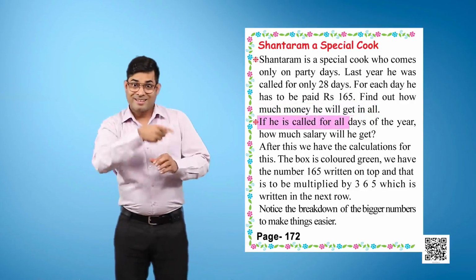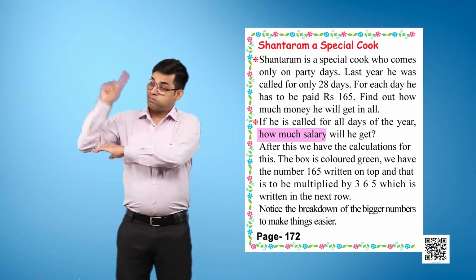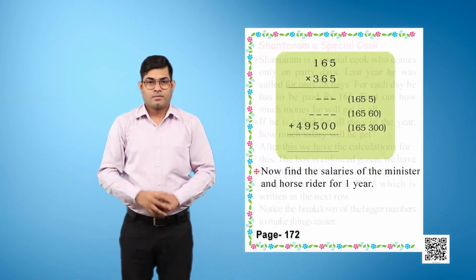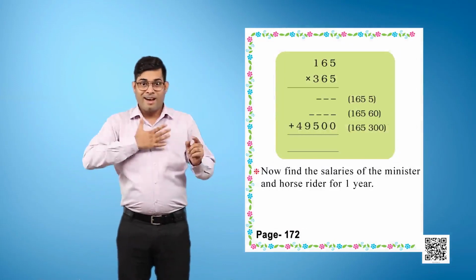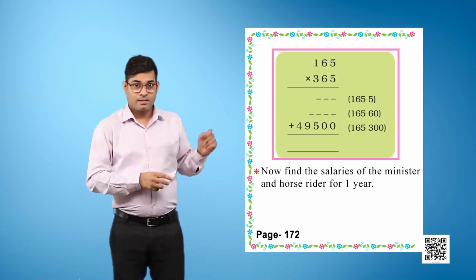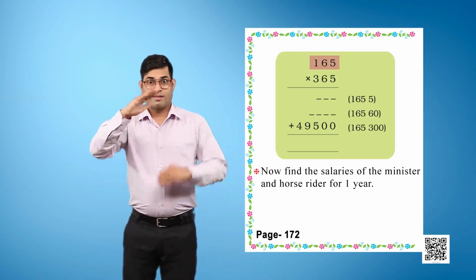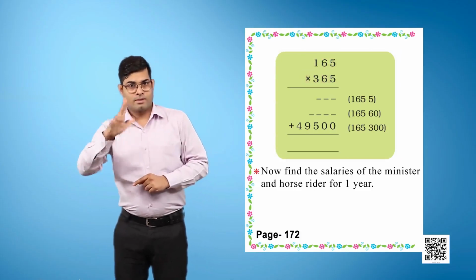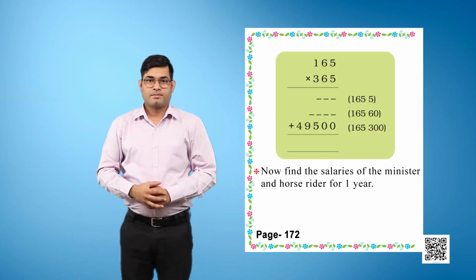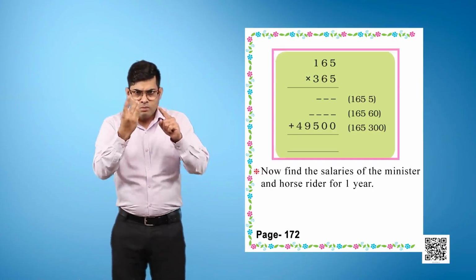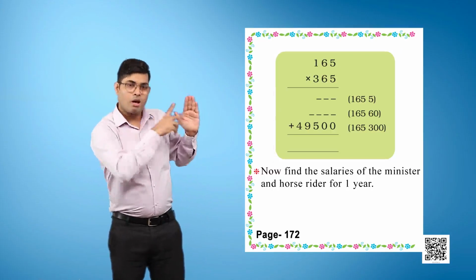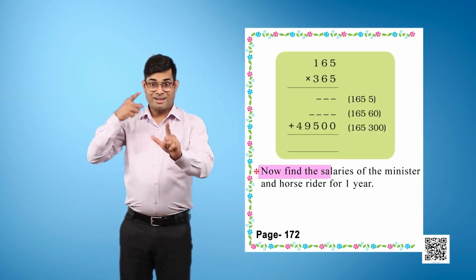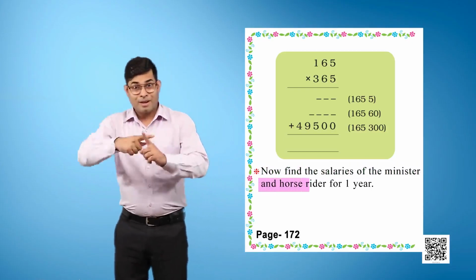If he is called for all days of the year, how much salary will he get? After this, we have the calculations for this. The box is colored green. We have the number 165 written on top, and that is to be multiplied by 365, which is written in the next row. Notice the breakdown of the bigger numbers to make things easier. Now, find the salaries of the minister and horse rider for 1 year.